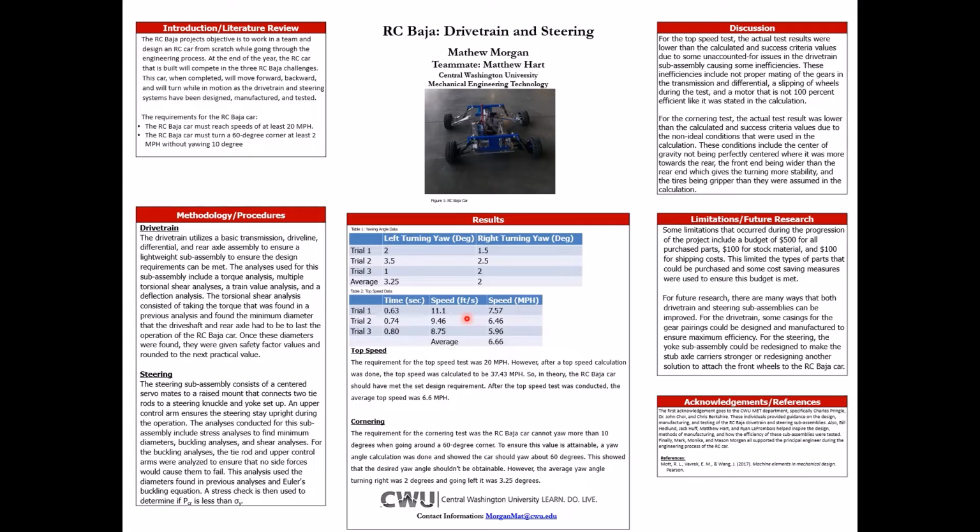The speed in feet per second was then found by taking the distance divided by the time. That data is shown here, and then that speed was converted into miles an hour, which averaged out to be about 6.66 miles an hour. Unfortunately, because it got 6.66, it did not meet the design requirement of at least 20 miles an hour, and definitely didn't get close to the theoretical top speed of 37.43 miles an hour.